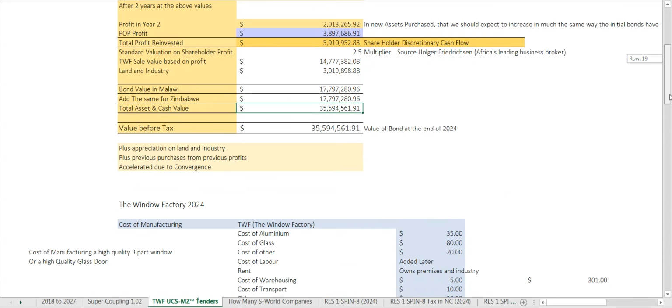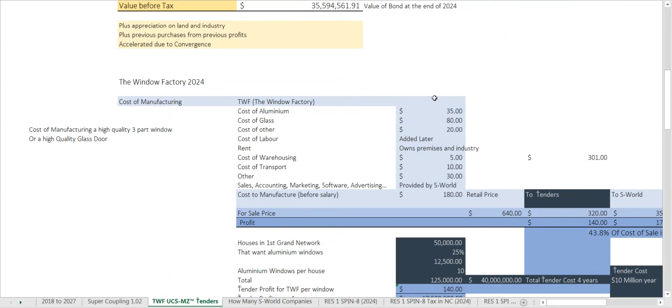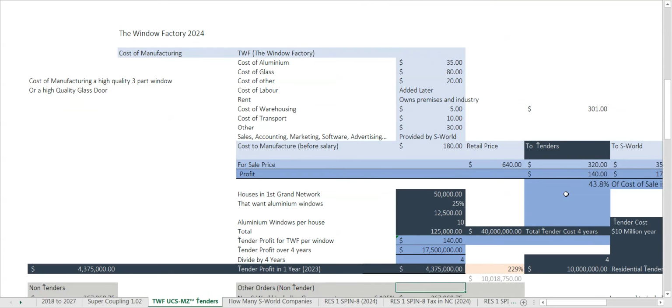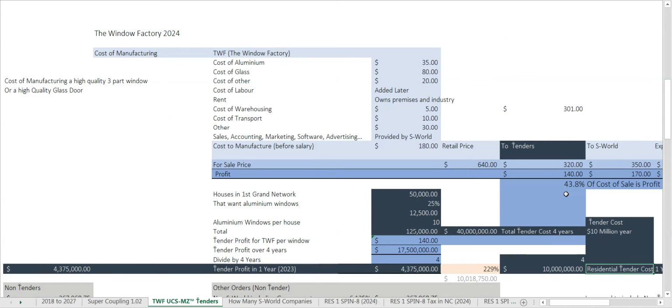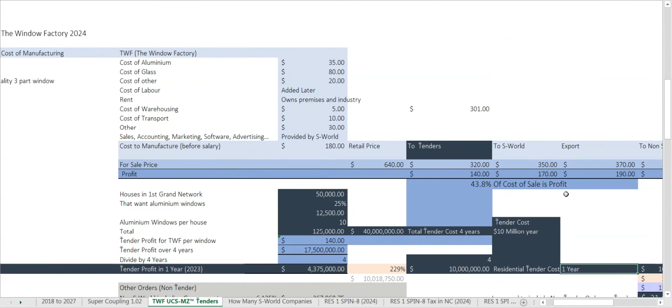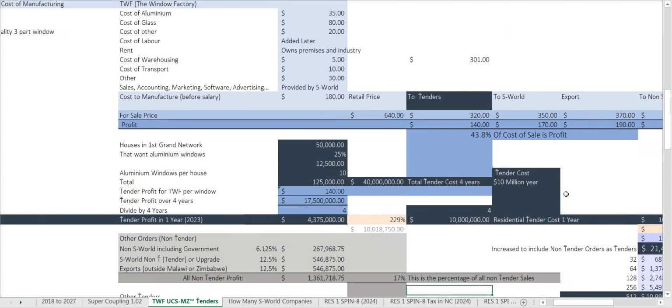Now we're going to have a look at the company, the window factory. Here we see the cost of making a window. Here we see tenders, and that's all we're worrying about. We're only worrying about tender trade. It makes a profit, 43% profit. Now, as we go down, we can see in the first year, tender from residential windows, 4.3 million, which cost 10 million to create. S-World Malawi needed 10 million for this company to make 4 million, which may sound like it doesn't make much sense, but we'll get there soon.